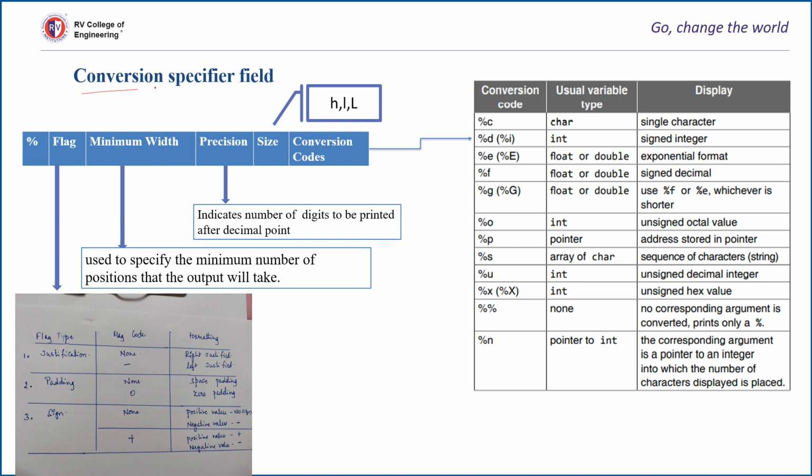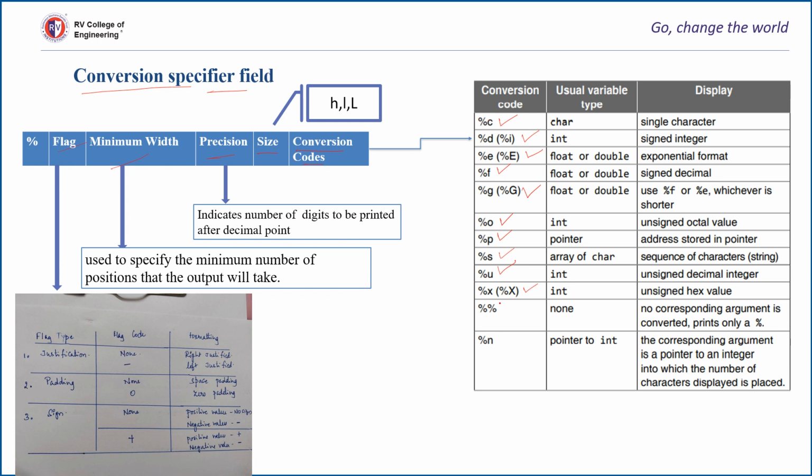Now, we'll look at the conversion specifier field. If it is there in the control string, the format is as follows. You have the percent symbol, followed by a compulsory conversion code. Then you have optional size, precision, width, and flag. What are these conversion codes? These indicate which type of data I want to print or read. The various conversion codes are c for characters, d or i for integers, e for representing a number in exponential format, f for floating point number, g again float or double, o for octal number, p for pointer, s for string, u for unsigned decimal number, x for hexadecimal number.